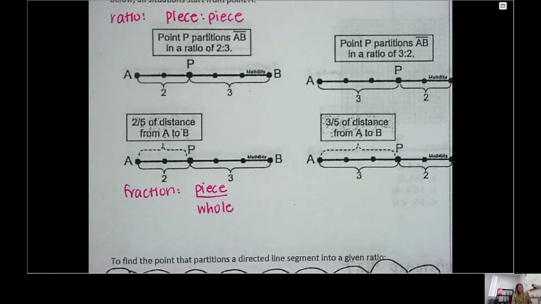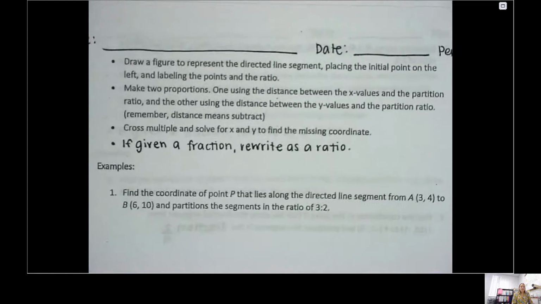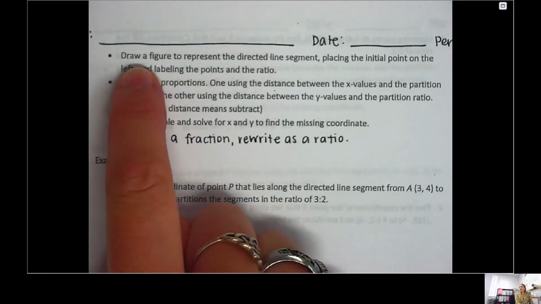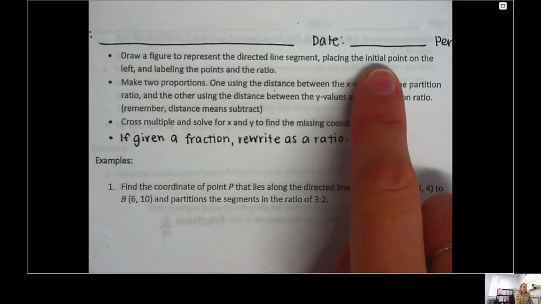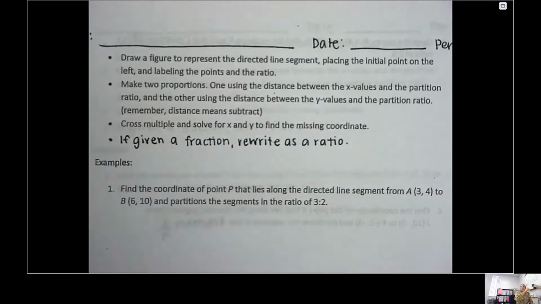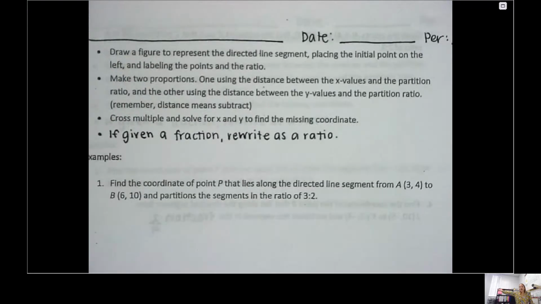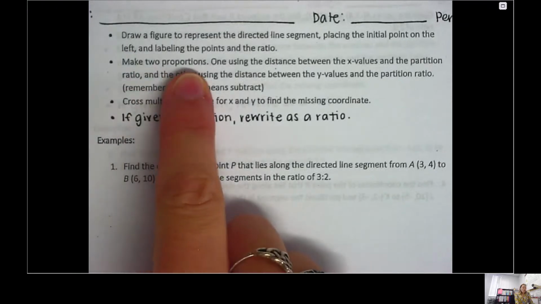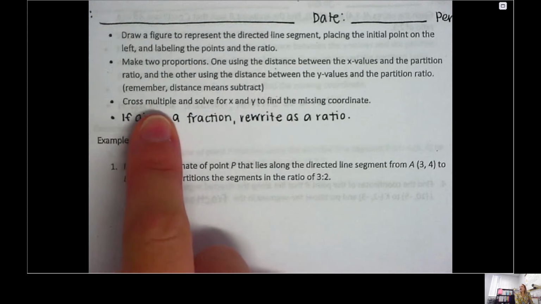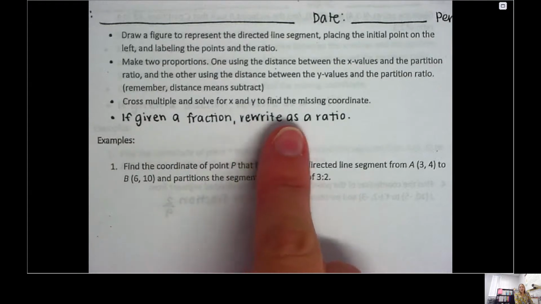Okay, so there are a couple steps that we're going to do to find the coordinates of partition points. And here are my little steps over here. We're going to follow these every time. First thing we're always going to do is draw a picture. We're always going to draw a picture. We're going to place our initial point on the left, so our starting point on the left and our ending point on the right. We're going to make 2 proportions or 2 fractions. We're going to cross multiply just like we did in our warm-up. And then if we're given a fraction, we're going to rewrite it as a ratio.